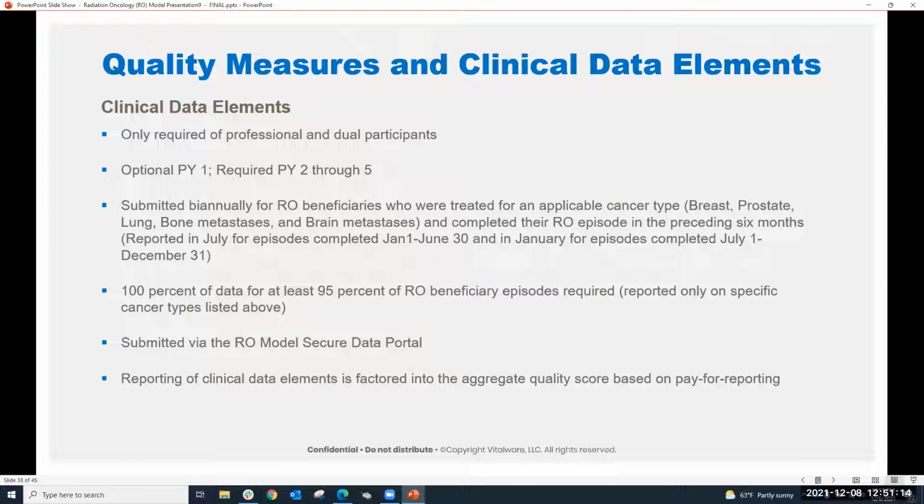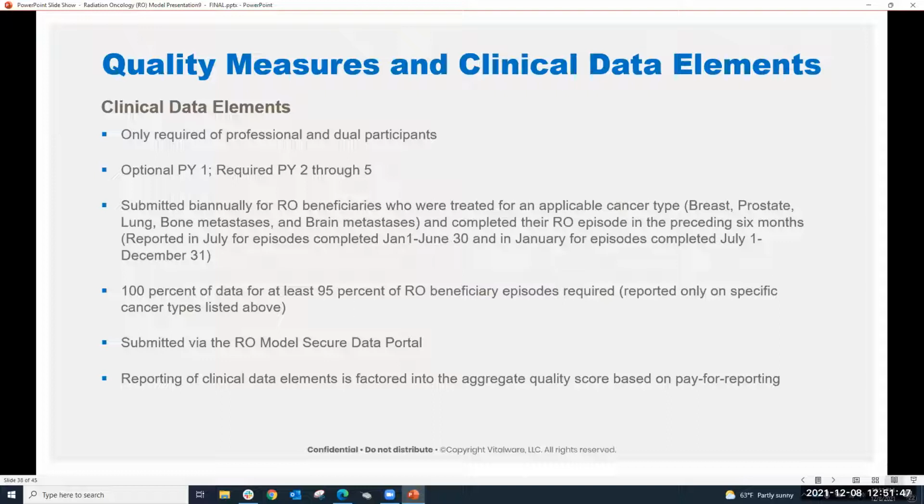So it's going to be 100%. You have to submit 100% of the clinical data elements on at least 95% of the patients who meet the different cancer types. So this will also be submitted by the oral model secure data portal, and this will be factored into your aggregate quality score based on pay for reporting.